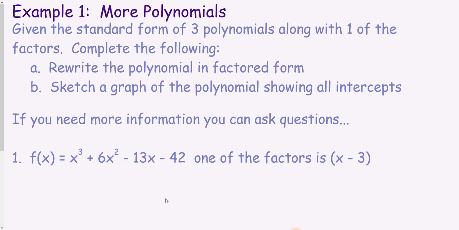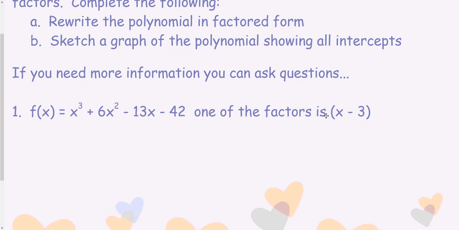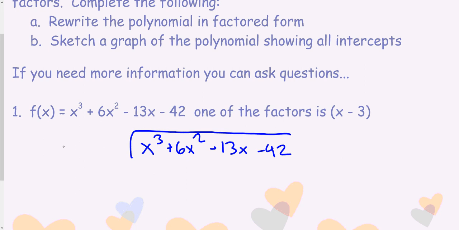In this case, we have a polynomial, and we're going to start with x minus 3. So our first goal is to find all the rest of the factors. Well, how do we do that? We need to get that factor out through some long division. So let's do that. We have x to the third plus 6x squared minus 13x minus 42, and we're going to divide this by x minus 3.